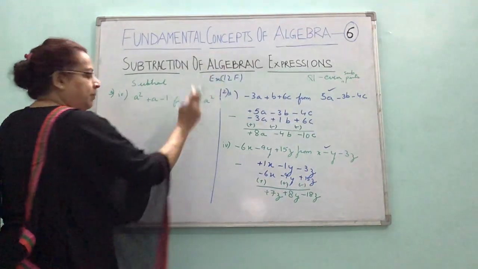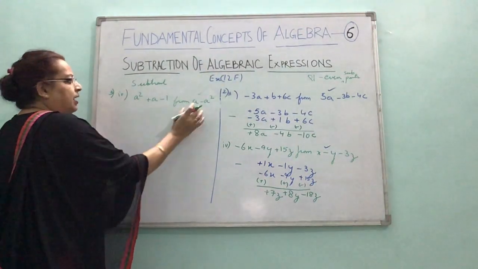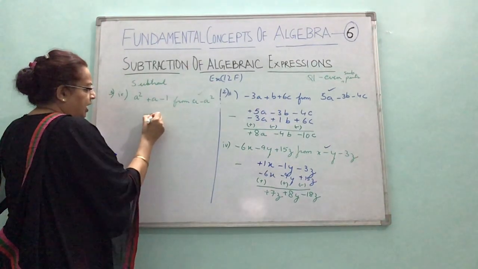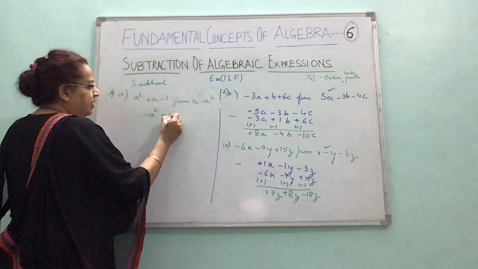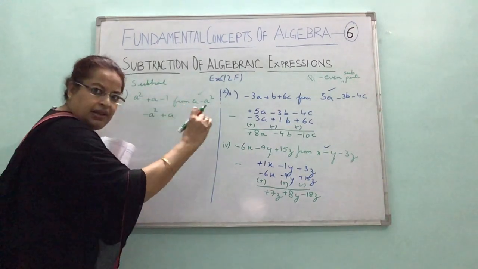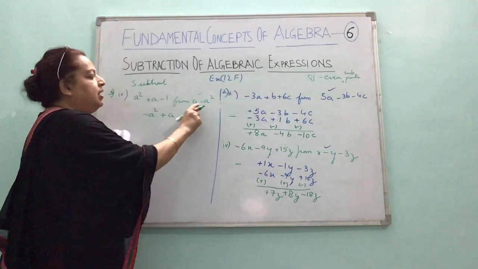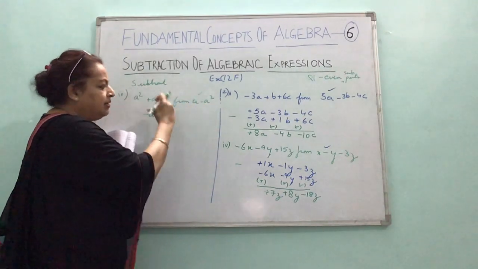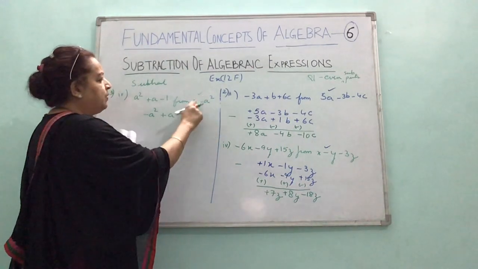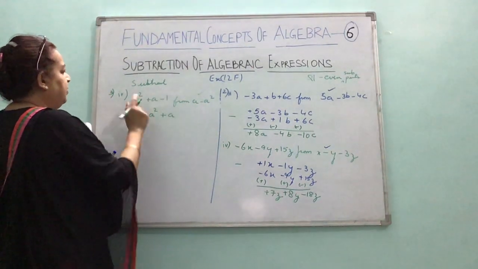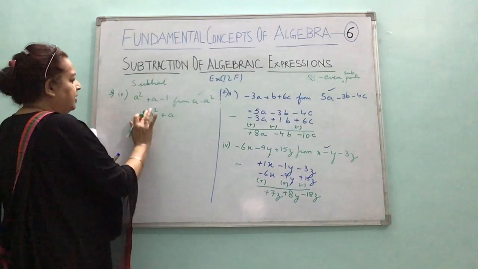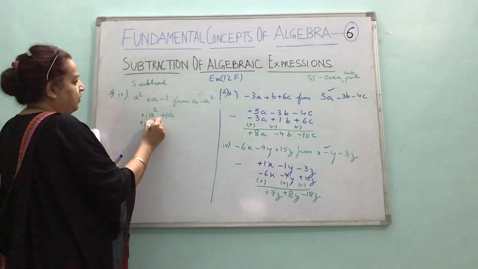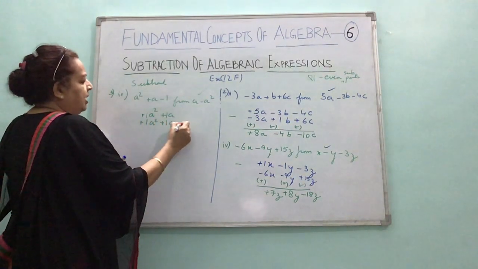I have to copy this first, so I'll copy this. If we arrange in order, it is always better: first the higher degree term and then the lower degree. There is only one variable, a only, so in decreasing order of powers, a square first. When you are copying, as I said, you can put 1 if you want, children. So plus 1a square plus 1a and minus 1.